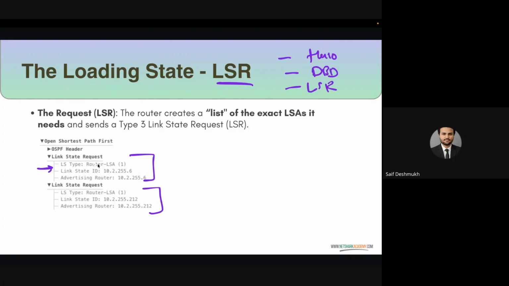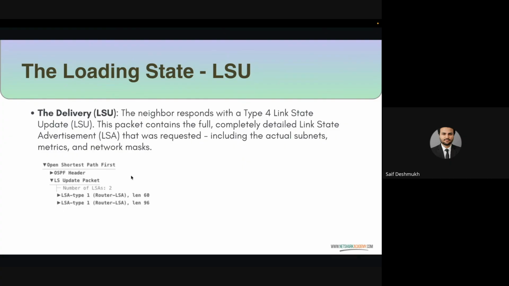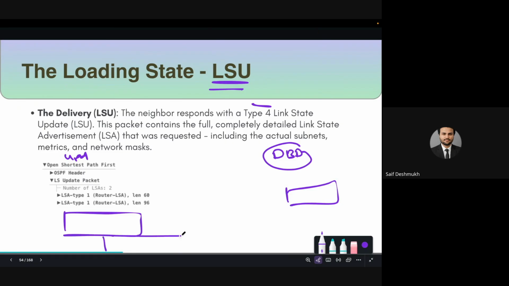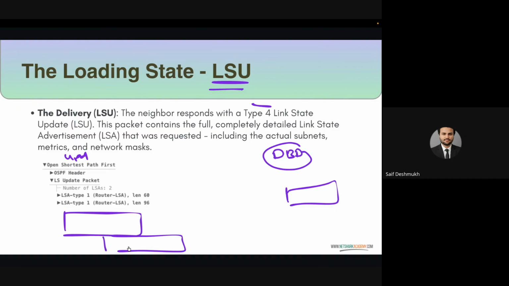Here we have asked for type 1 LSAs of router 6 and router 212. The sender responds with the fourth type of packet, the type 4 packet. This is the link state update packet. This is an interesting one. If you perform a packet capture on a CML and compare the DBD packet with the update packet, the DBD only had headers. Here you will have the header and then the remaining link state information related to that LSA as well.